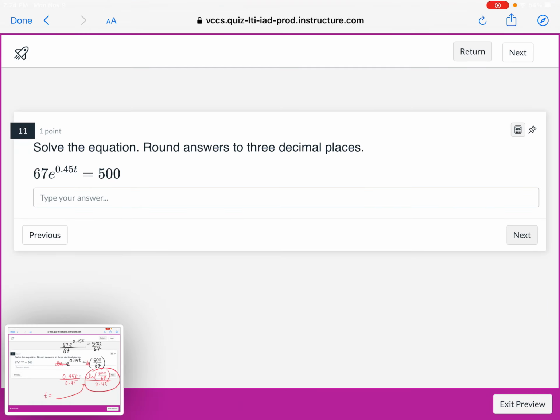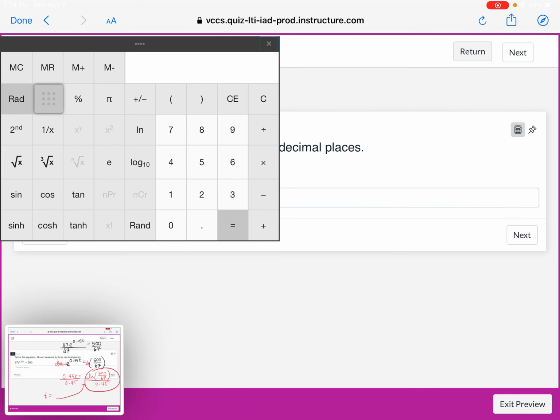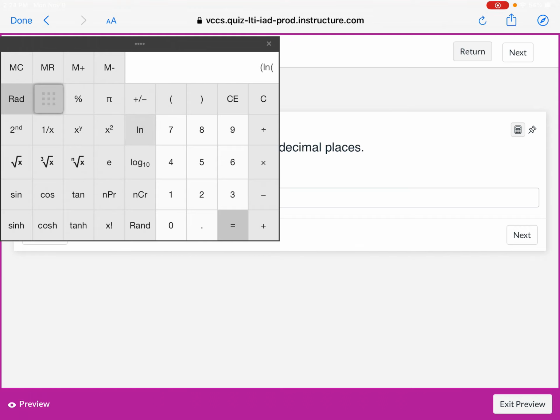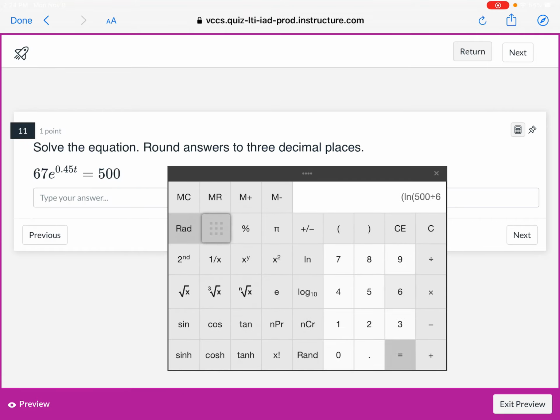Okay. Let me go back and try it. We can do parenthesis, because I'm going to put all the numerators in this parenthesis. Natural log of 500 divided by, what was the number? 67. Close the parenthesis. So that was the numerator. I'm going to close the numerator. And then we're dividing that by, was it 0.45? 0.45, and then I hit enter. Oh no, I don't know what's happening.